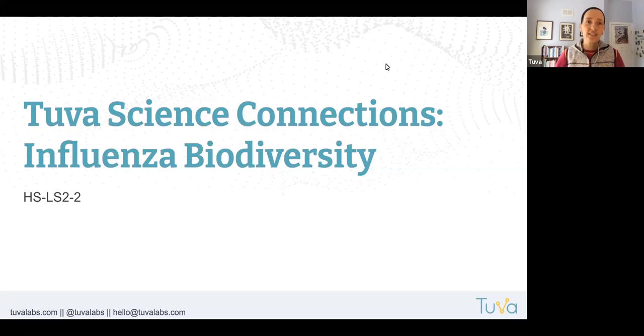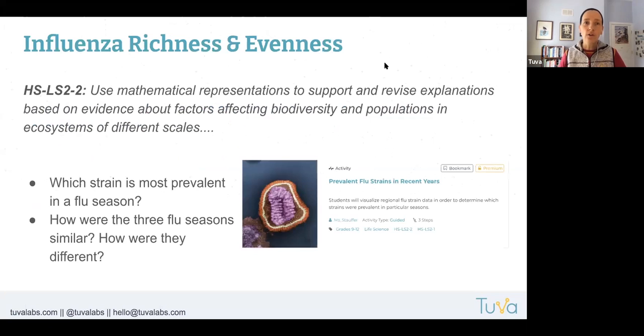Hello, welcome to today's Tuva Science Connections, where we're going to think about influenza biodiversity as it relates to HS-LS2-2, where our students are working with mathematical representations to support and revise explanations based on evidence about factors affecting biodiversity and populations in ecosystems of different scales.